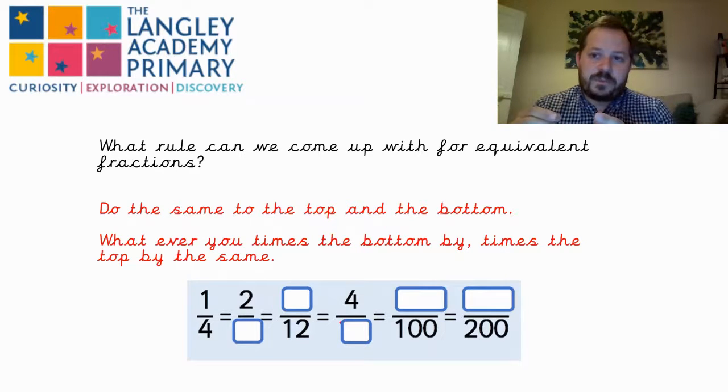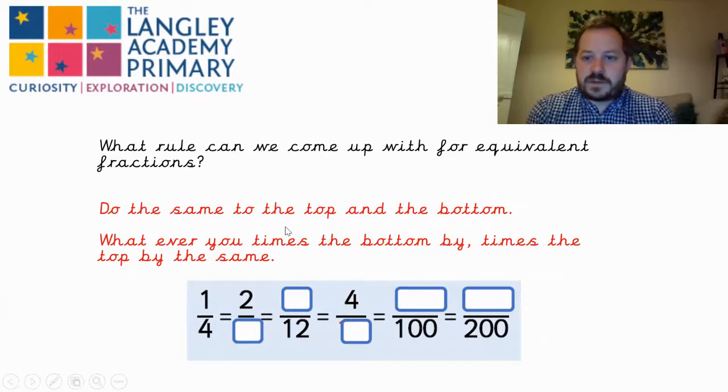top, by 4. So a really nice, easy, simple rule to follow is whatever you do to the top, you must do to the bottom. So whatever you times the top by, you times the bottom by, or whatever you times the bottom by, you times the top by. The reason this means that they're the same is because they don't change. You're doing the same thing to both parts, so they must be equal to each other.